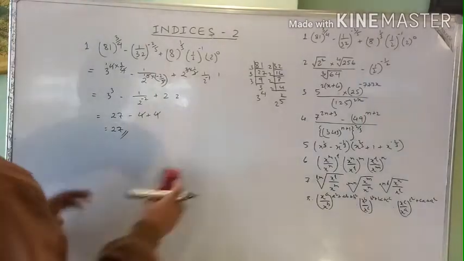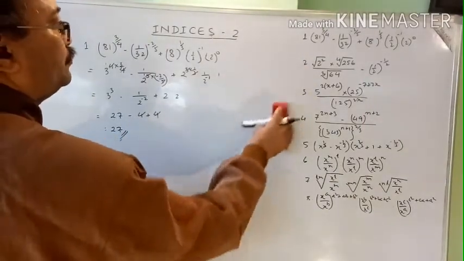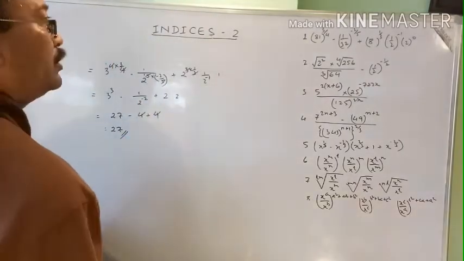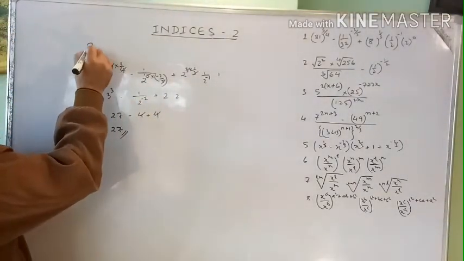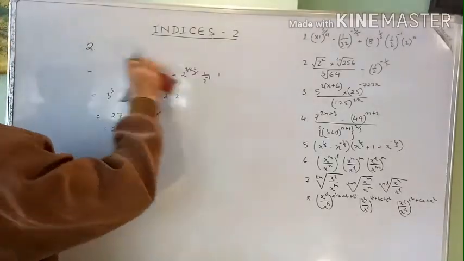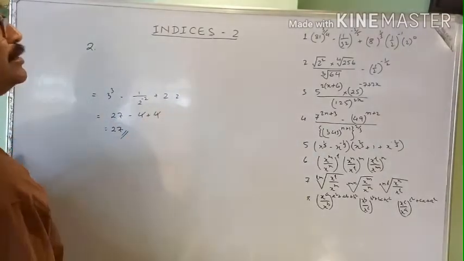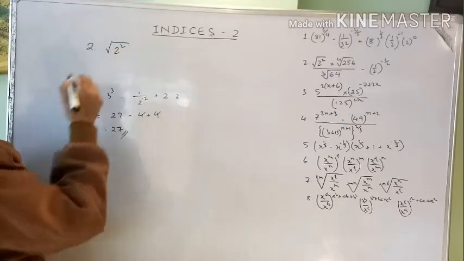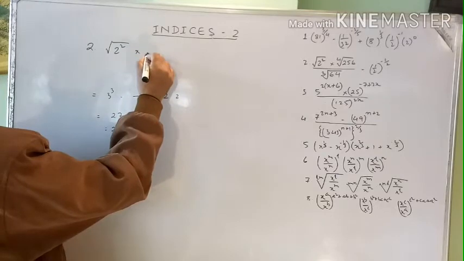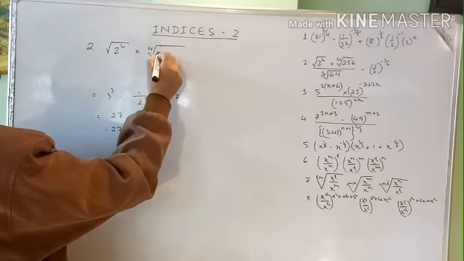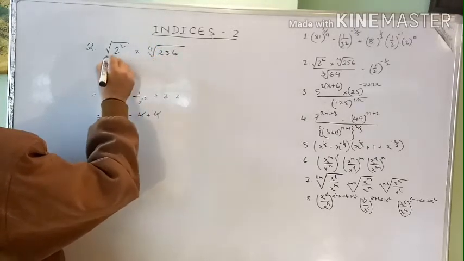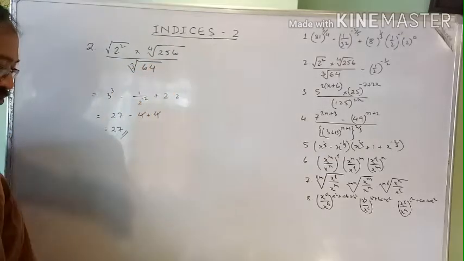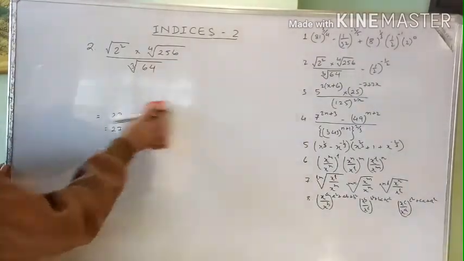Now let us take the second question, number 2. It is square root of 2 square into 4th root of 256 divided by cube root of 64. This you have to simplify.